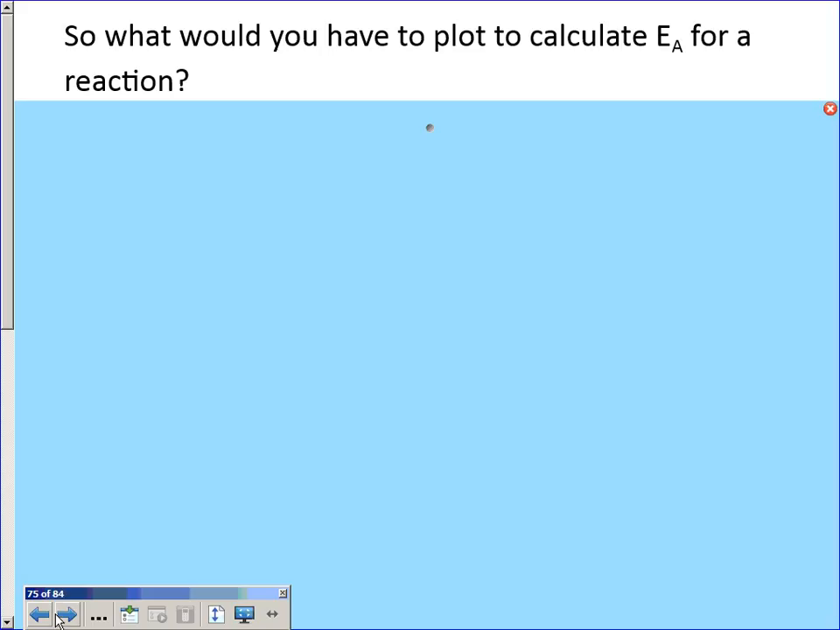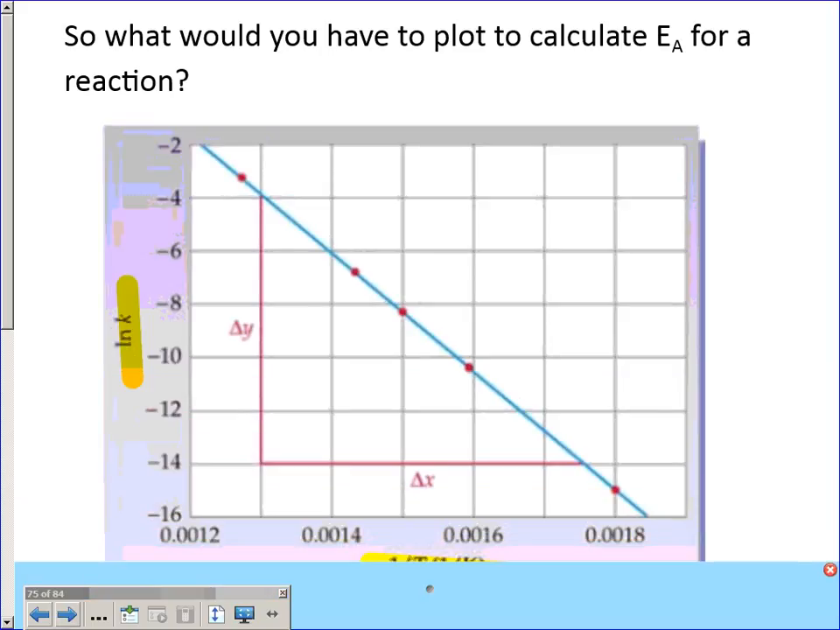K and T. I won't give you rate laws. I won't give you rate. I'll give you the k value, the rate constant, and I'll give you temperature. Do you think I'm going to give you 10 Kelvin? Maybe if I'm feeling good that day. Probably not. Probably Celsius. Okay. All right. So here's what your graph should resemble.